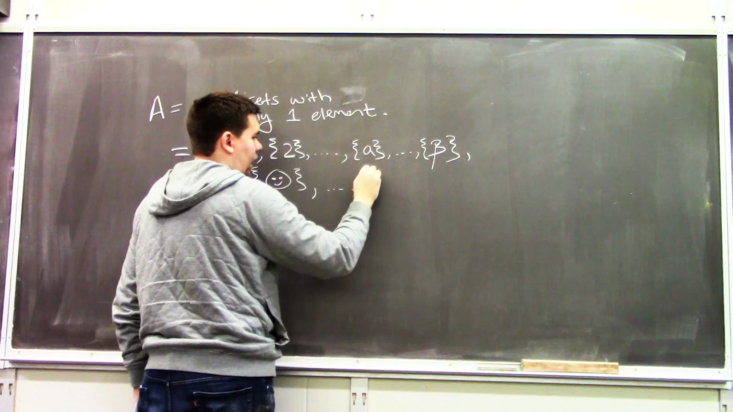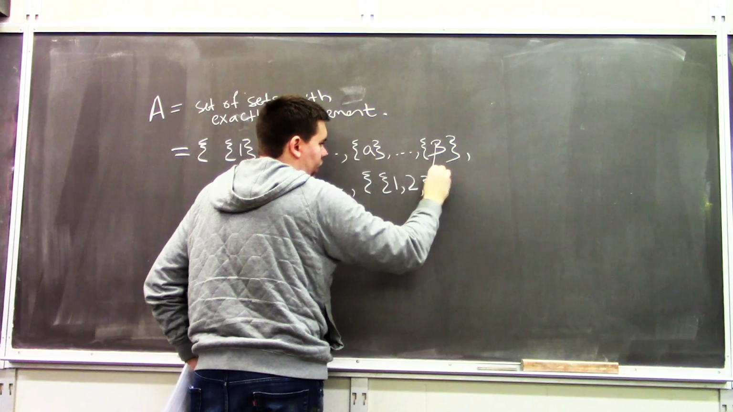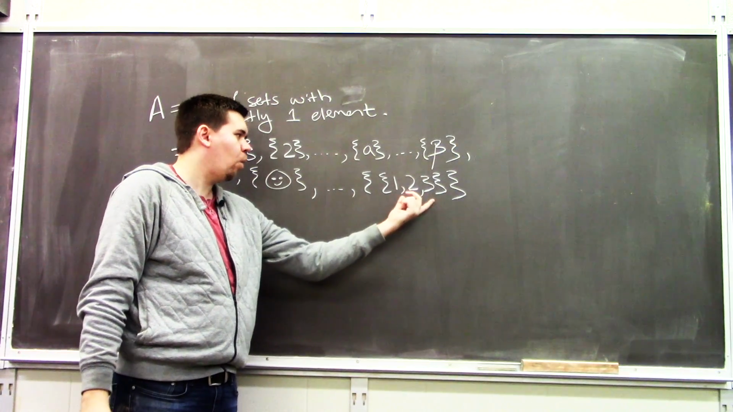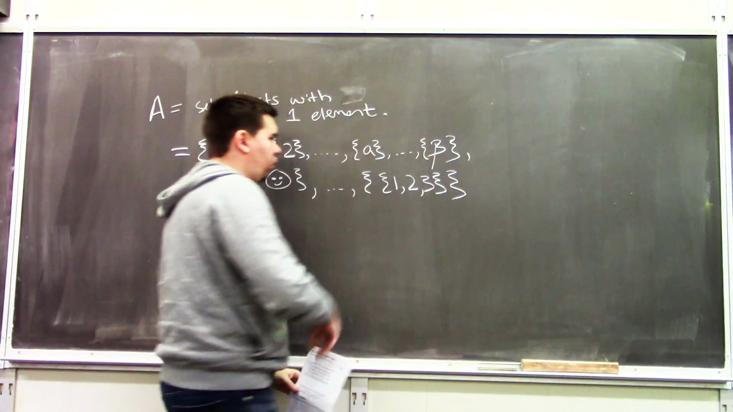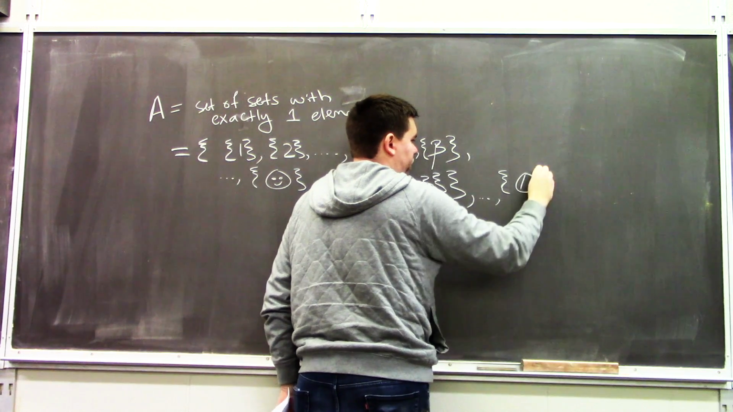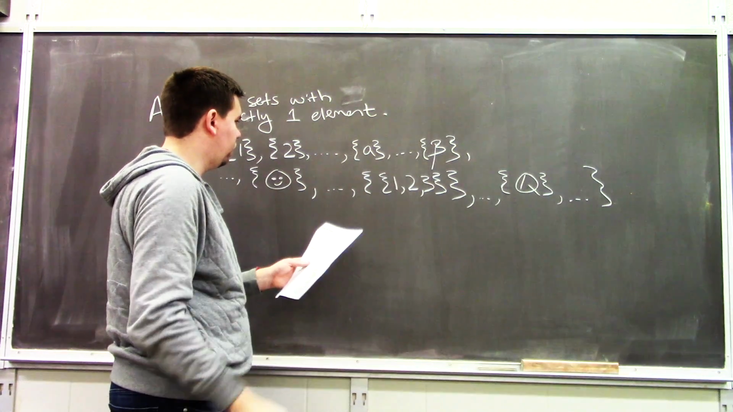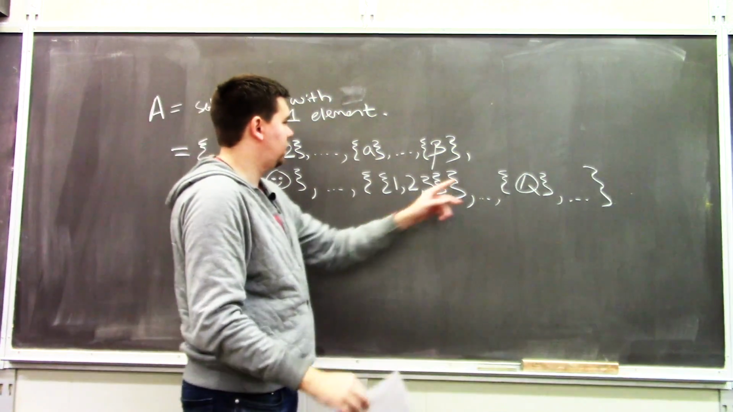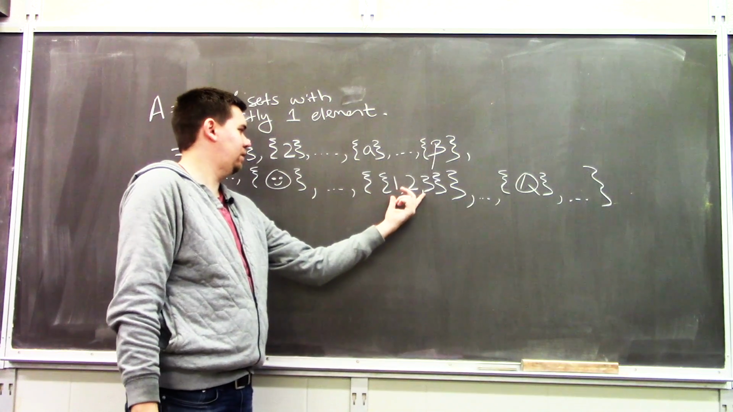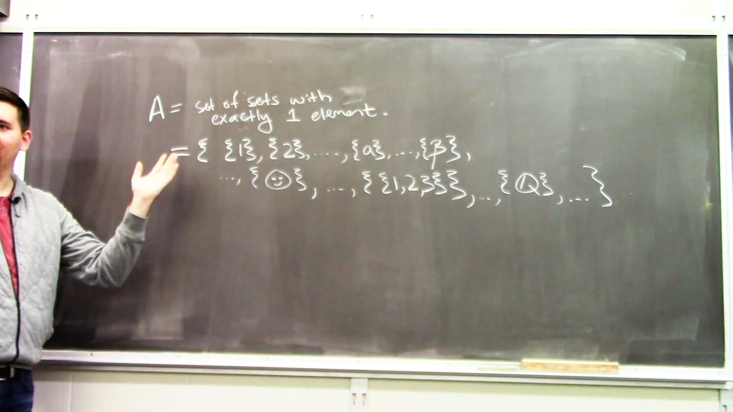Or maybe you could have the set that has inside of it a set that has multiple elements, like {1, 2, 3}. So there are multiple elements in the inner set, but this outside set has only one element inside of it, the inner set. Or you could have the set that has inside of it the set of rational numbers. The element is the set of rational numbers, just as this element is the set of numbers 1, 2, 3. So that's what lives inside of A.